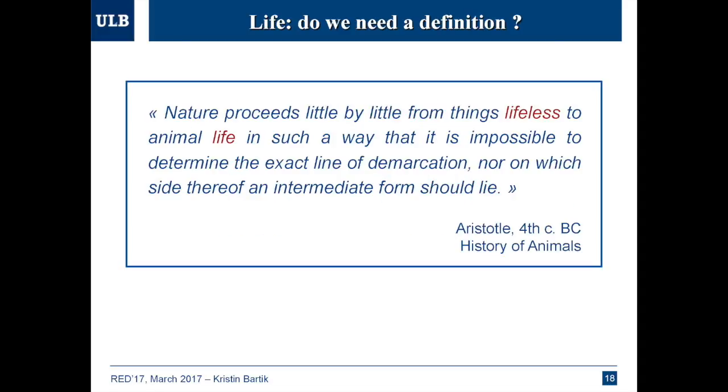Aristotle already knew it. He said, nature proceeds little by little from things lifeless to animal life in such a way that it is impossible to determine the exact line of demarcation, nor on which side thereof an intermediate form should lie. We think about evolution, and we had to have chemical evolution before. When was your chemical system considered something which was living and not just an ensemble of chemical molecules?